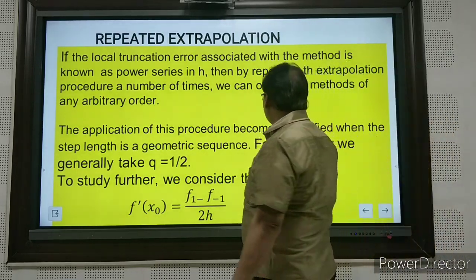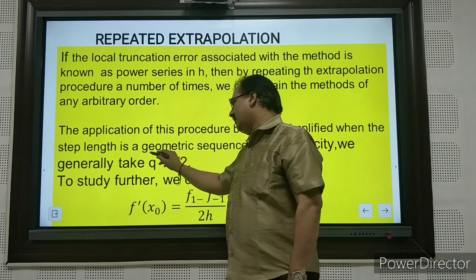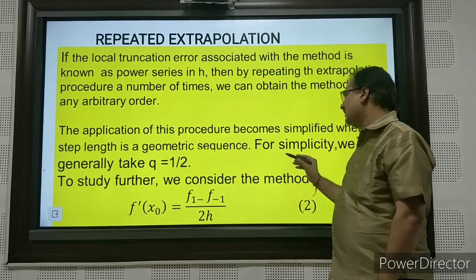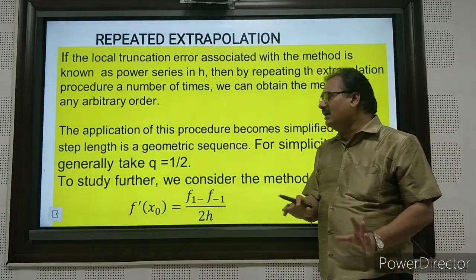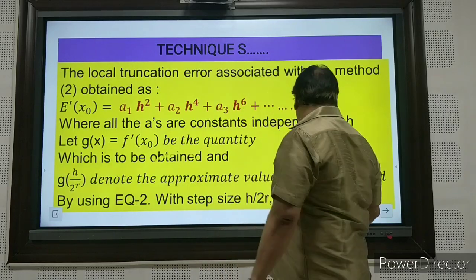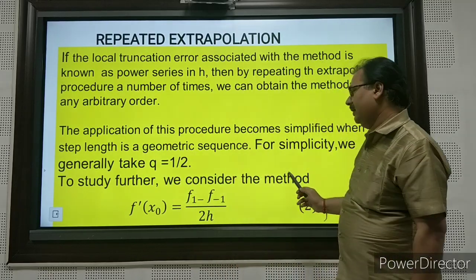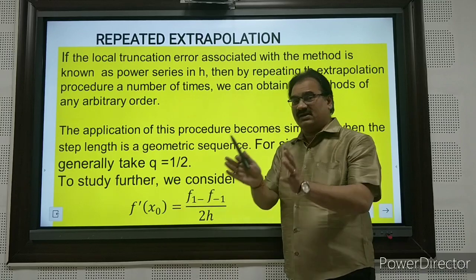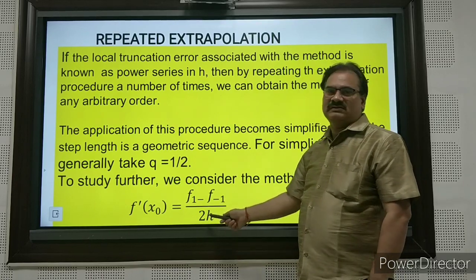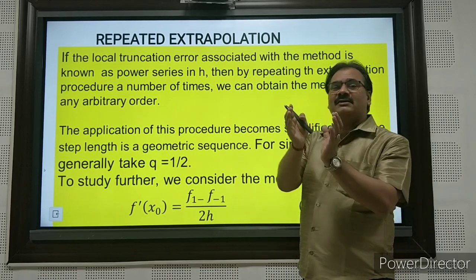The application of this procedure becomes simplified when the step lengths form a geometric sequence. Mind it, all the engineering students know the meaning of geometric sequences. For simplicity, we generally take q is equal to 1 by 2. To study further, we consider the method. We may write f dash, the derivative at x naught, is equal to f_1 minus f of minus 1 by 2h. What is the meaning of f_1? Just to revise your memory, f_1 is nothing but f at x naught plus h.